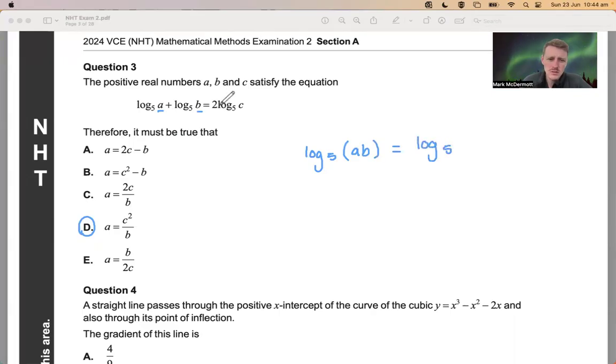Okay, another log law: you can move any coefficients of the log into the power. So log base 5 of C squared. Okay, if log base 5 of AB equals log base 5 of C squared, then you can just drop the logs because they must be equivalent. So AB must equal C squared. Hopefully you can see that. And then A equals C squared on B. So I think it's D.